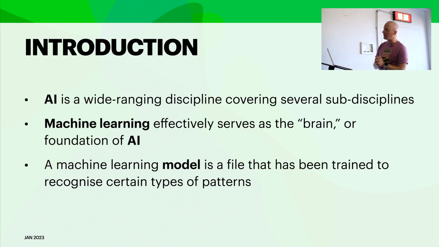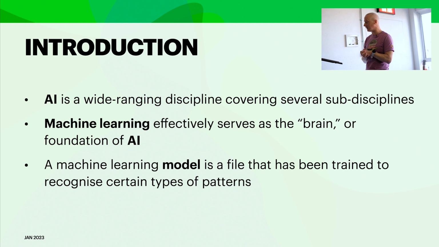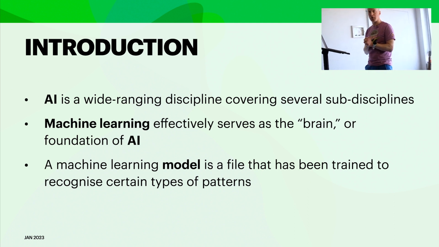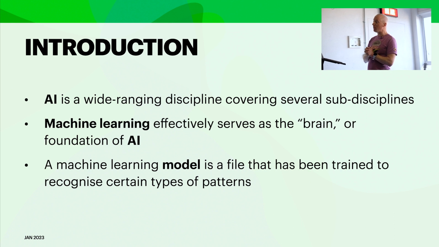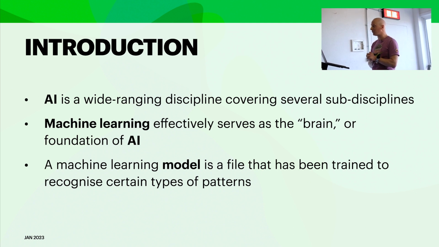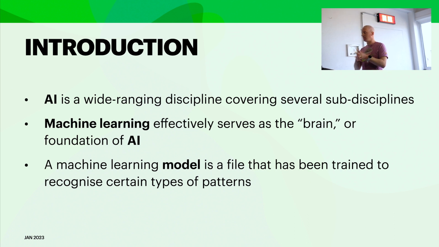The machine learning part is kind of the brain. It refers to computers learning from data without being explicitly programmed. And then a machine learning model, which I'll use the word model a lot, is a file that's been trained to recognize certain types of patterns. You train a model over a set of data and then provide it with an algorithm that it can use to reason over and then learn over time.